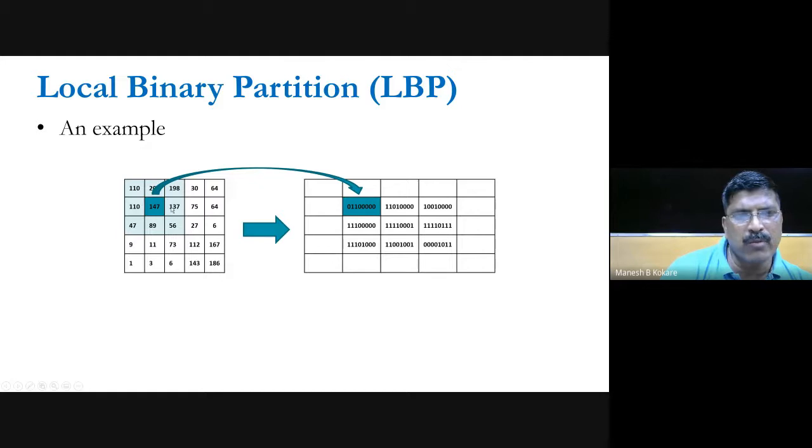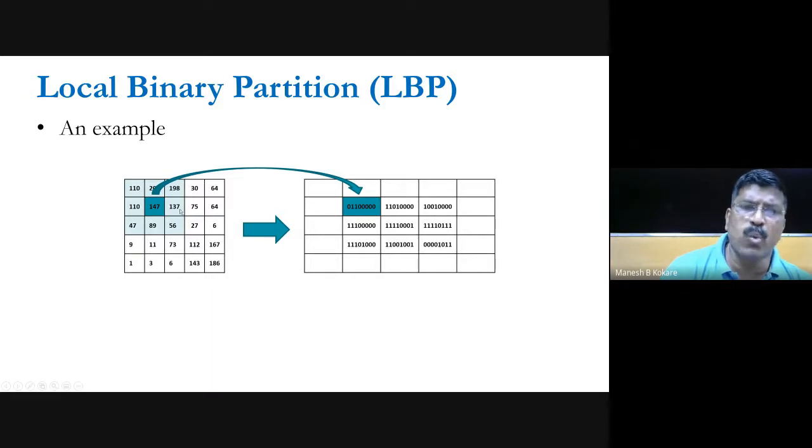Again 137, which is less than this one, will be equal to 0. Now 47 is less than 147, so it will be equal to 0. 89 is less than this 147, so it will be equal to 0 here. And then 56 will be less than this one, so it will be 0. So after calculating the local binary pattern of the pixel under consideration, you will get the binary pattern like this.